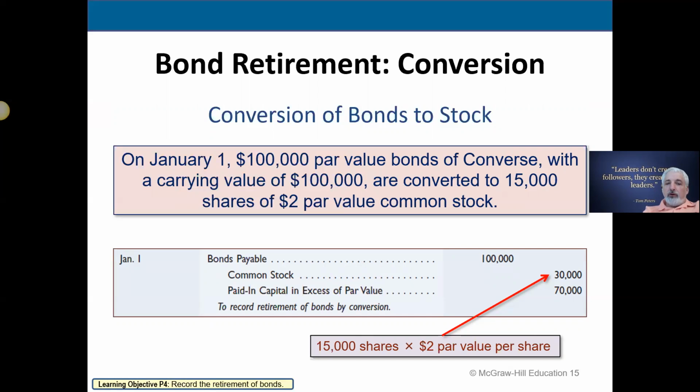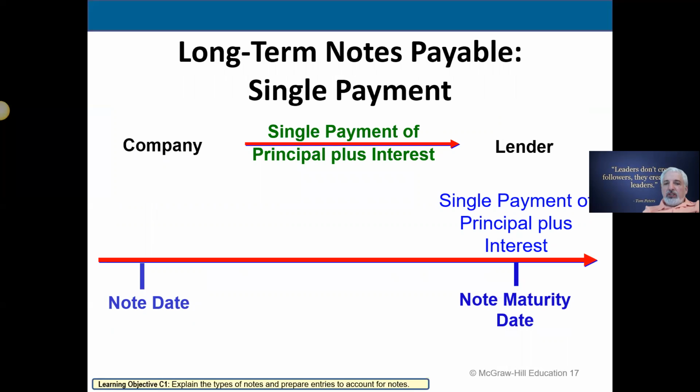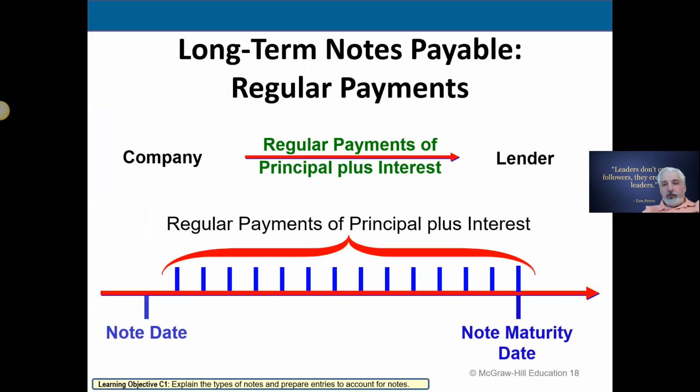And this is how to account for it. You have common stock, additional paid-in capital, and the $100,000 bonds are retired. Then long-term notes payable. There's something called a single payment. We'll look at that right now. Single payment, or principal plus interest at maturity. So maybe not every 6 months. Maybe it's a one-time payment as you go. Or maybe it is regular payments of principal plus interest. This is a mortgage, by the way.